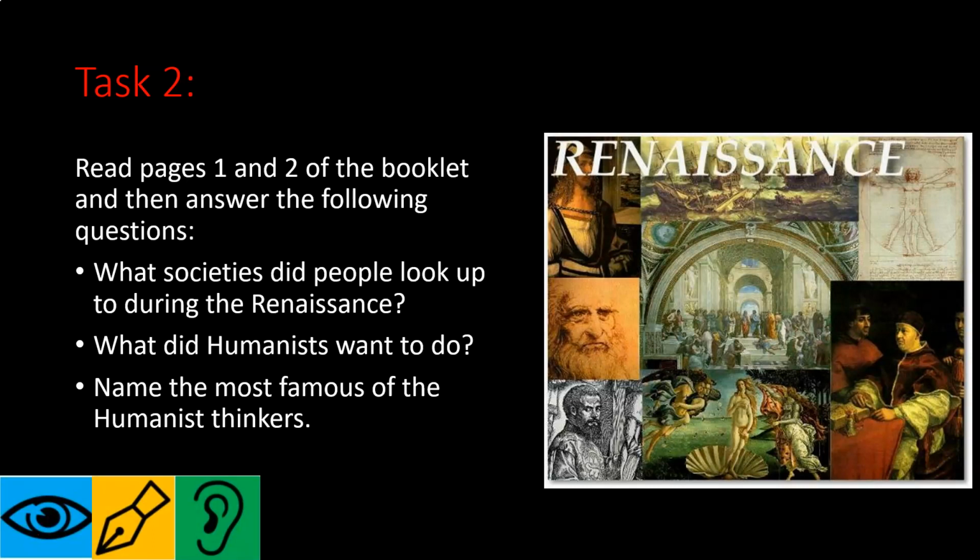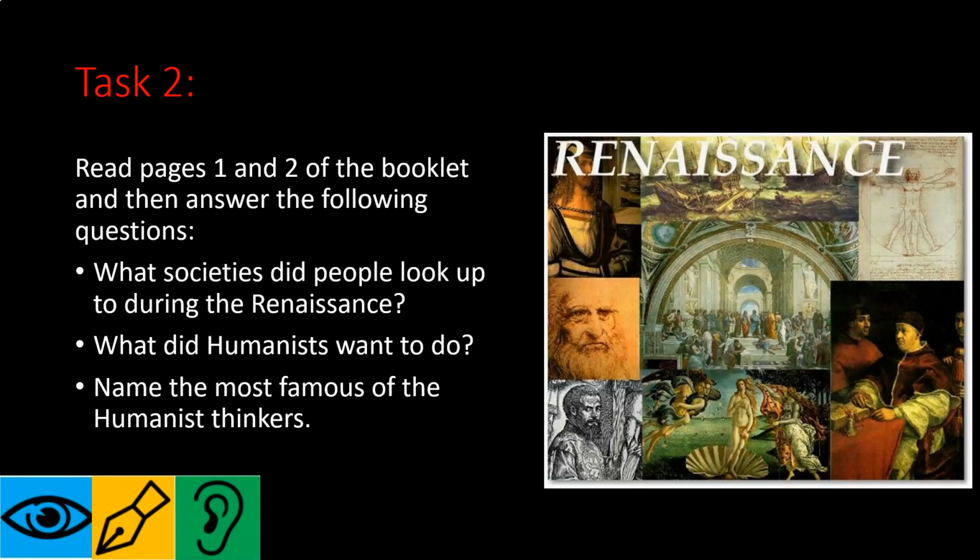Okay, so the first task of the day is there's 3 questions just there in front of you. So what societies did people look up to during the Renaissance? What did humanists want to do? And name the most famous of the humanist thinkers. Okay, and I want you to take a minute now. I've given you already the answer to all those questions. You can also use the first half a page in the booklet. We'll give you those answers as well. Okay, take a few minutes. Give me full sentence answers to each of those questions. That's going to be the first thing that you're going to submit to me on Teams. So I'm going to pause here and then continue when you've completed that task.